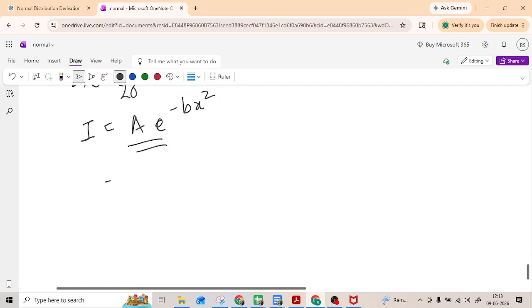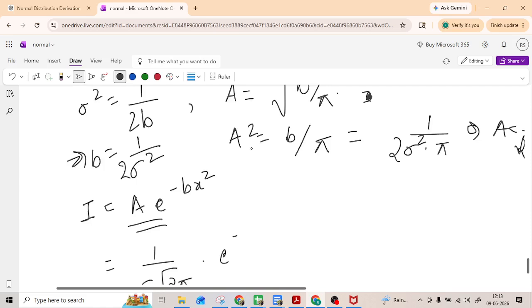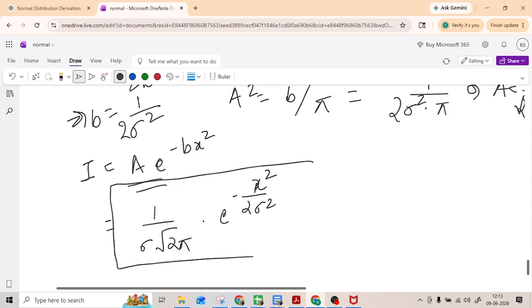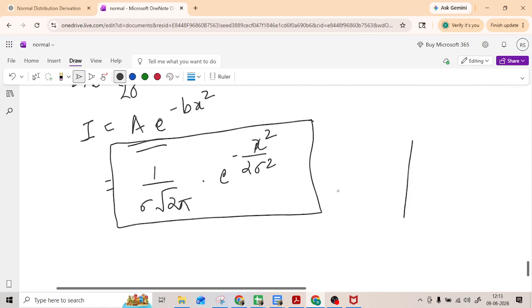So I is equal to 1 by sigma root 2 pi into e raised to the power minus b. Now what was b? b was 1 by 2 sigma square, okay? So 1 by 2 sigma square and then x square. So this is the definition, this is the PDF, the formula of any normal distribution which has a variance of sigma square and which is centered around 0.